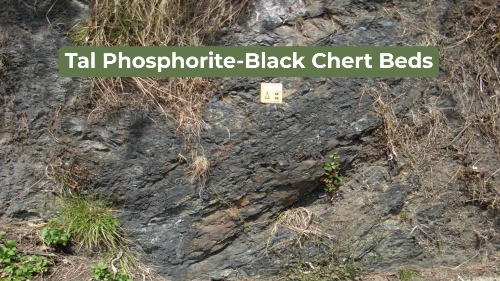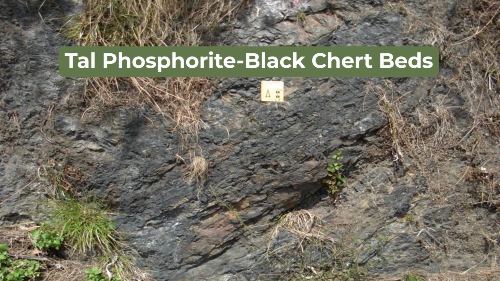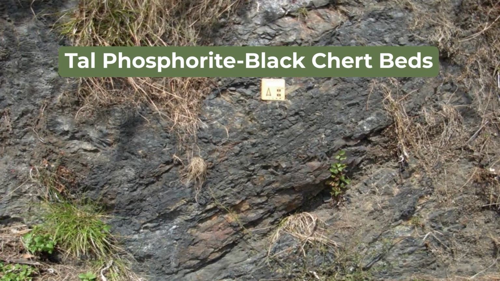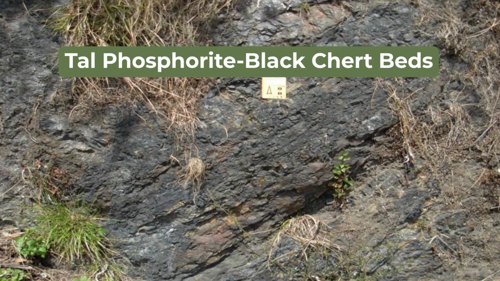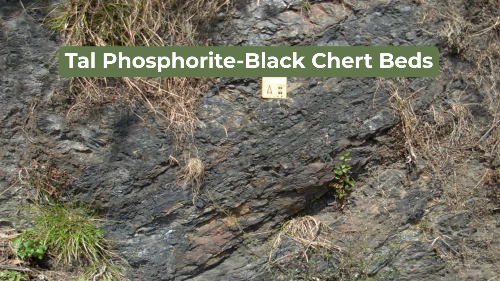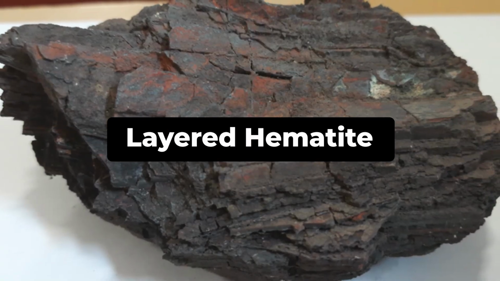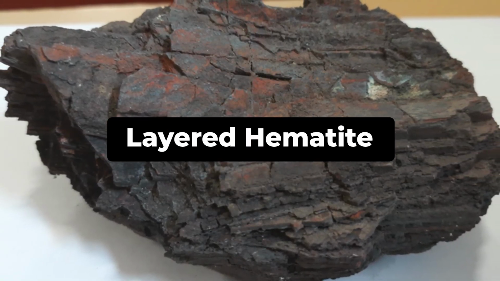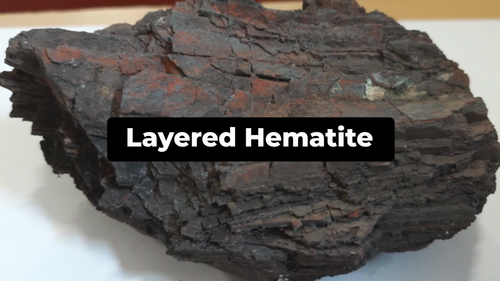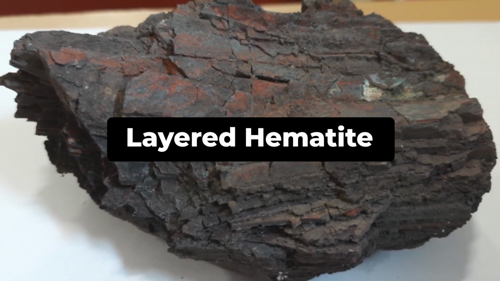Here is a field photograph of a phosphorite from the Himalayas, the Tal phosphorite. It is Cambrian in age, lower Cambrian, from the Mussoorie area. This is a black colored chert-phosphorite intercalation. You can see the dipping beds, and the black colored material is phosphorite. Another example here is hematite, the ironstone. A very beautiful sample of hematite, Fe2O3.